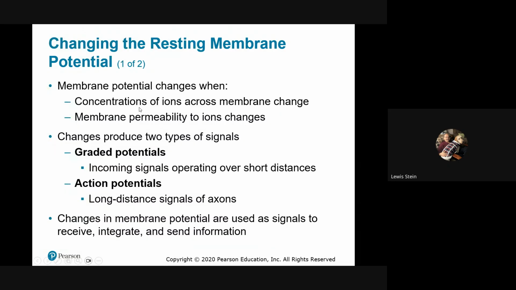And what happens when the concentrations of ions across the membrane change, or different kinds of permeability? And again, only two types of potentials. Graded, you're going to see, graded means they are not enough to reach threshold, and an action potential if it does. And so these are the way the information is basically sent. Integrated means incorporated, all the things.